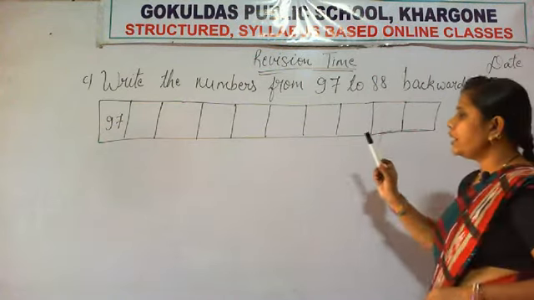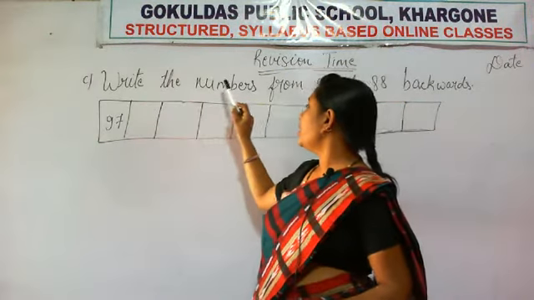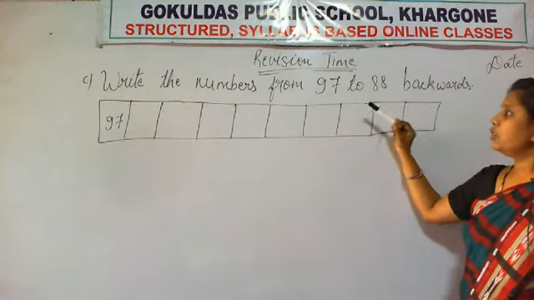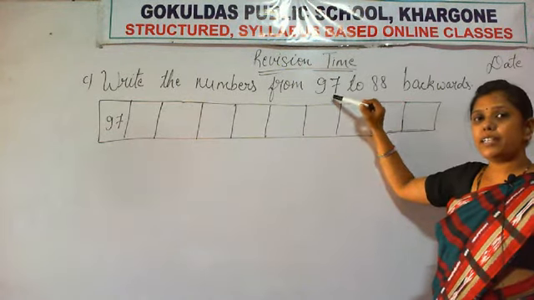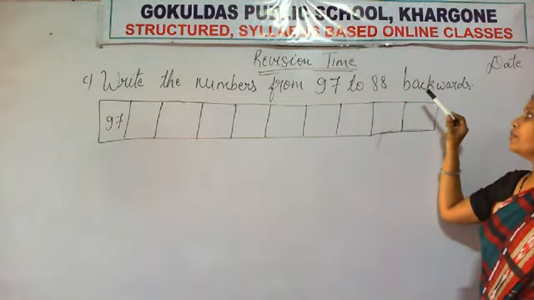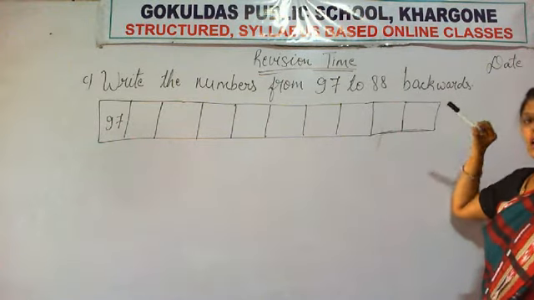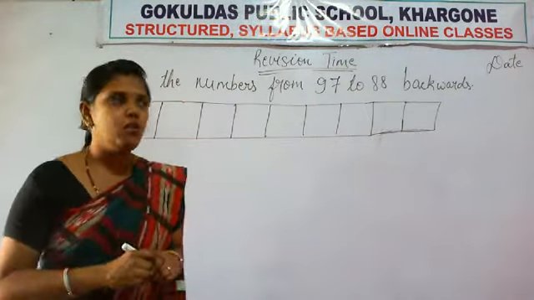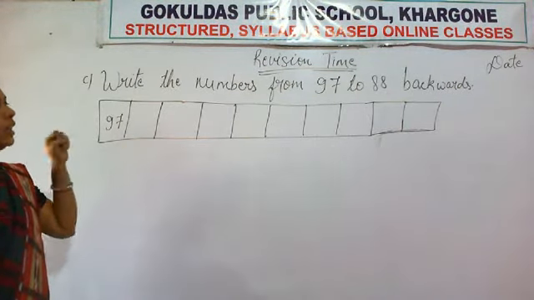Okay, once again I will read the question for you. Write the numbers from 97 to 88. You have to write the numbers from 97 to 88. That means you have to write backward numbers. So the first number is written, 97. Now we have to write till 88.